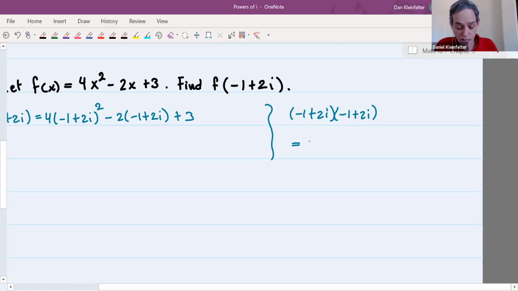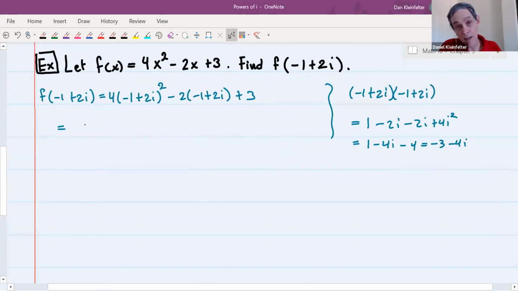So negative 1 times negative 1 is 1. For the outers, we'll have minus 2i. The inners, minus another 2i. And then for the lasts, 4i squared. Okay, so we'll have 1 minus 4i. And then 4i squared will be negative 4. So negative 3 minus 4i. That will be our product. So let me put that in here. So we have 4 times negative 3 minus 4i. I'm just going to recopy the rest, and we'll do that in a later step.